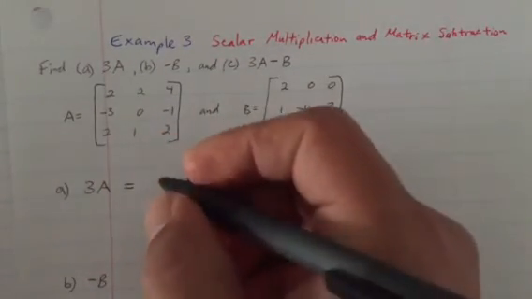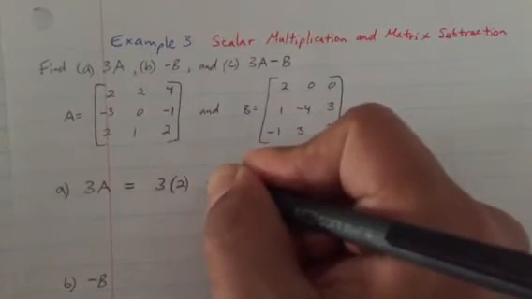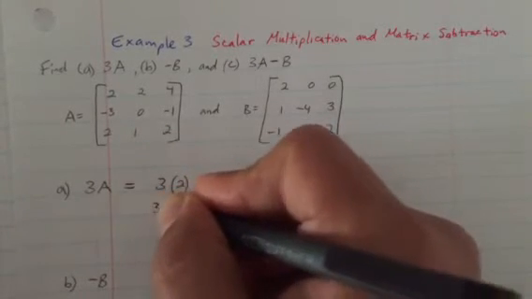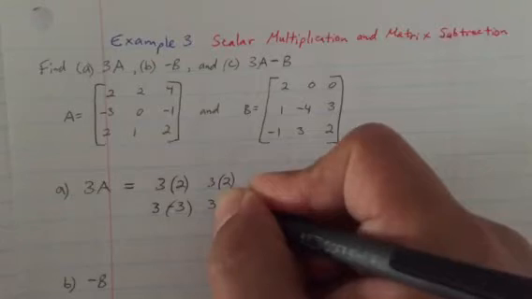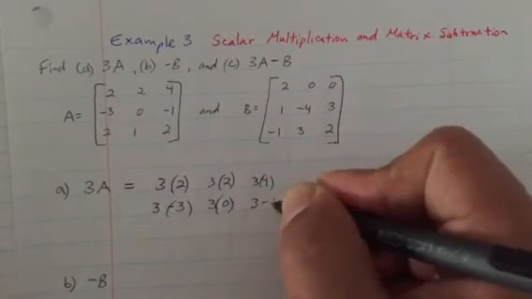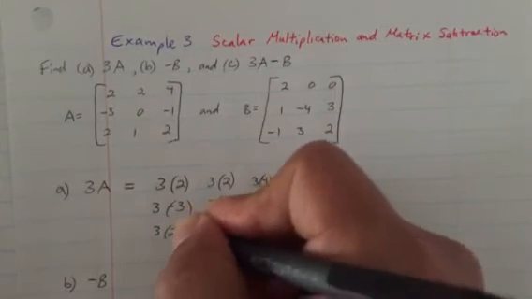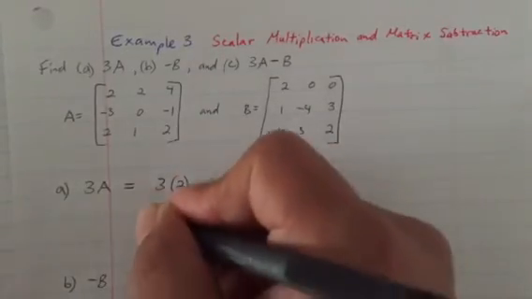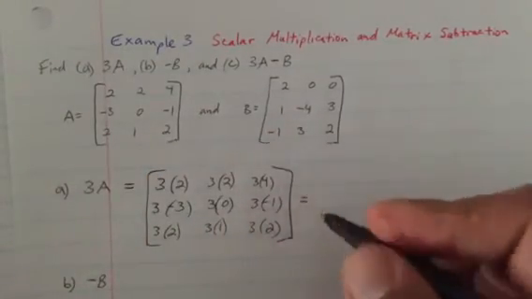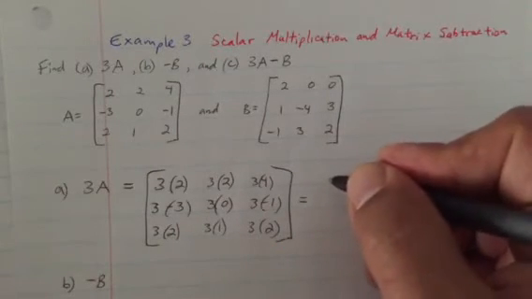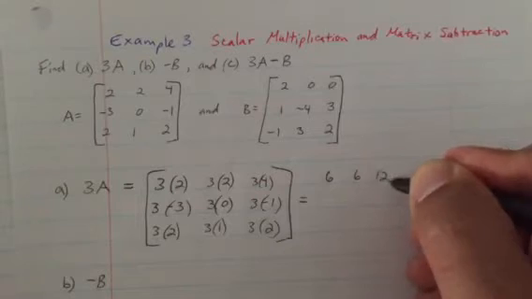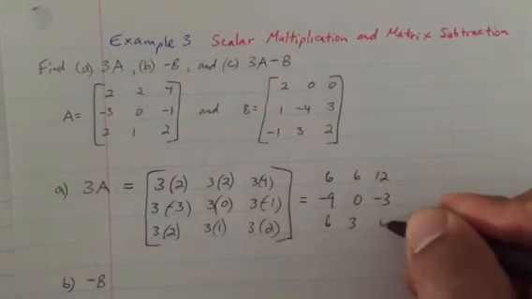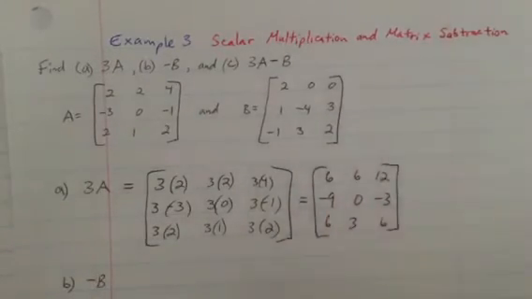So this is going to result in 3 times 2, 3 times 2, 3 times 4, 3 times negative 3, and so forth. You get the idea. So I'm just going to finish listing them all here, just so we can see what we're doing. So we're going to have that right there. And then we just go ahead and simplify or evaluate them and rewrite it. So we get 6, 6, 12, and there it is. So that's our resulting matrix.